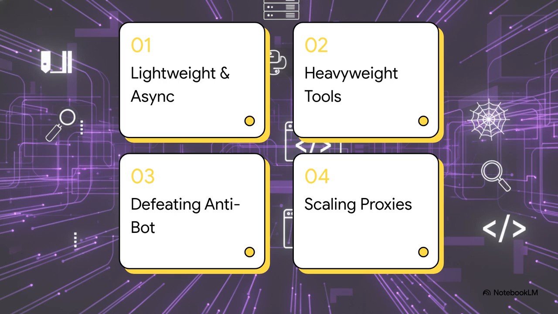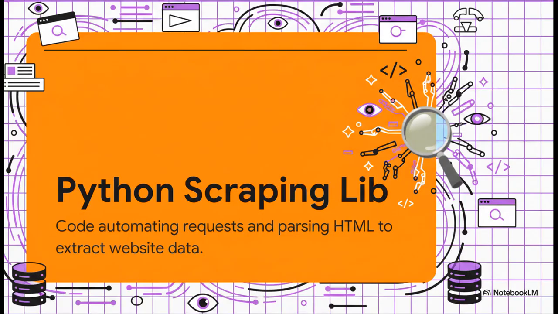Okay, here's our agenda for today. 1. The web scraping landscape. 2. Lightweight and async tools. 3. Heavyweight and browser tools. 4. Defeating anti-bot protections. And 5. Scaling with proxies. So the crucial point to understand is that in 2026, a Python web scraping library has to do way more than just fetch and parse.